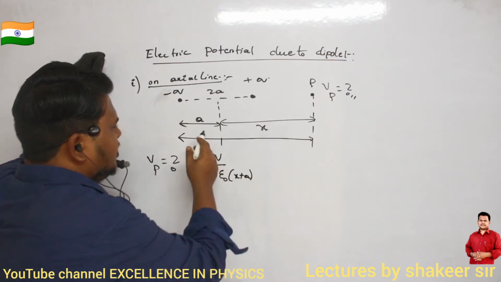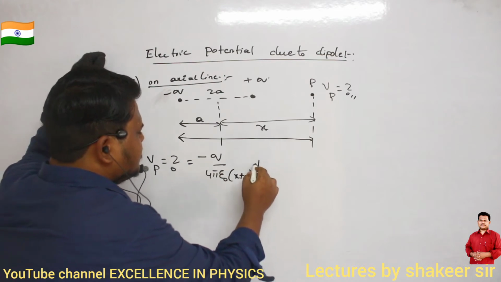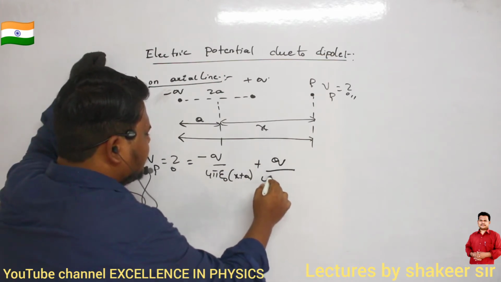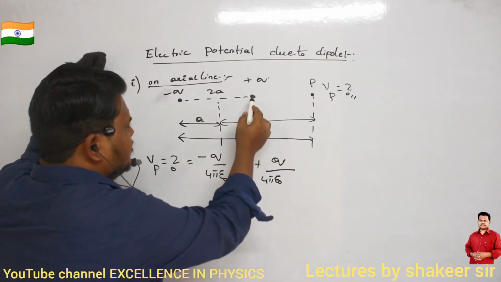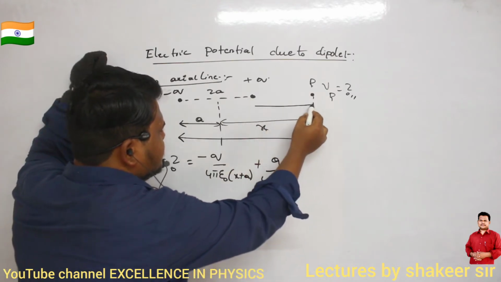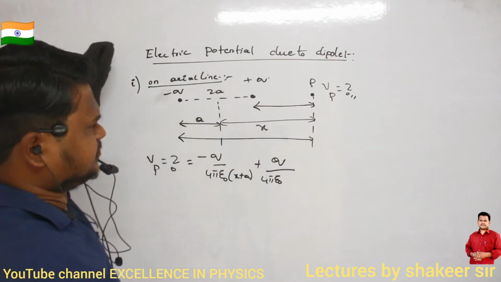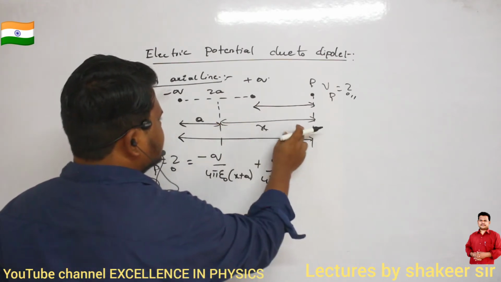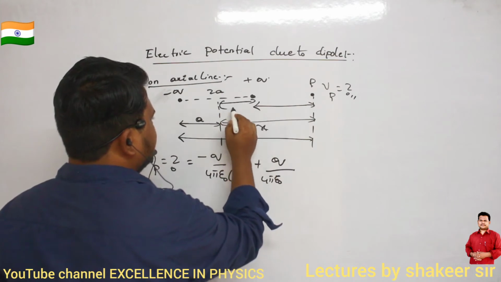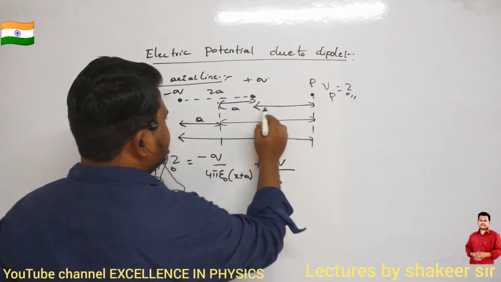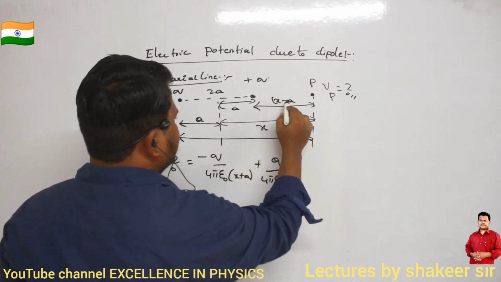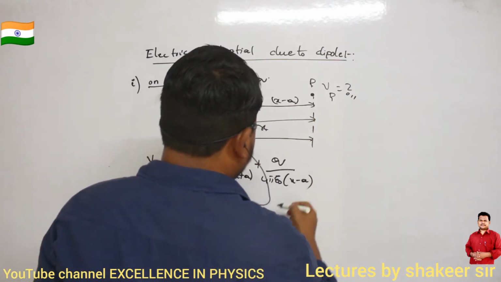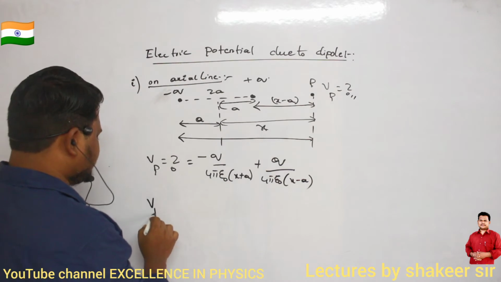And what is the potential due to the positive charge? So plus Q divided by 4 pi epsilon naught into, now from here to here, what is this distance? It is x minus a, this is total x and this distance is a. So this becomes x minus a. So Q by 4 pi epsilon naught into x minus a. Therefore, potential at point P.